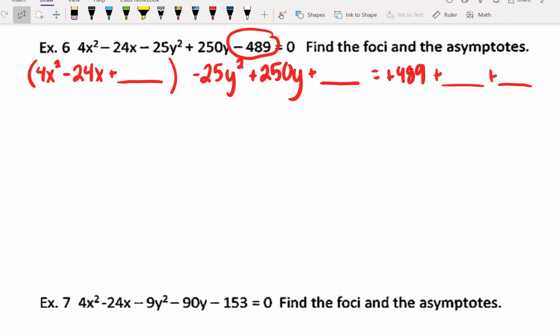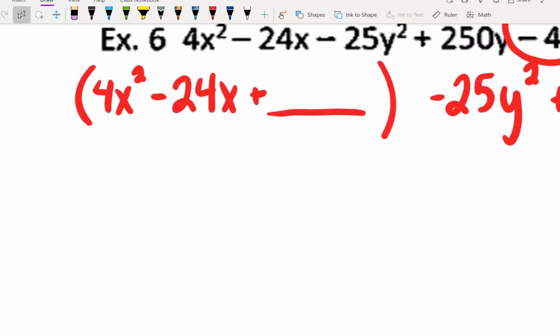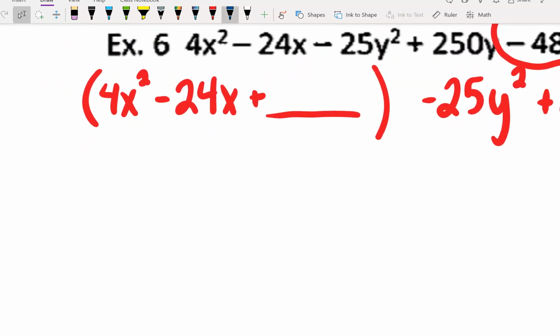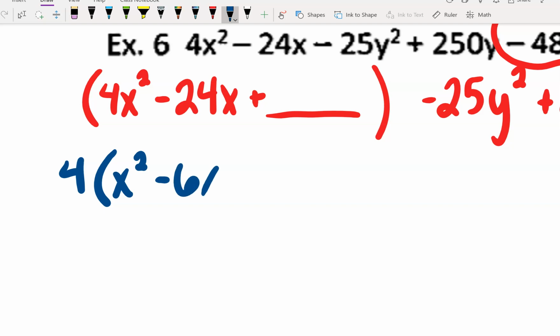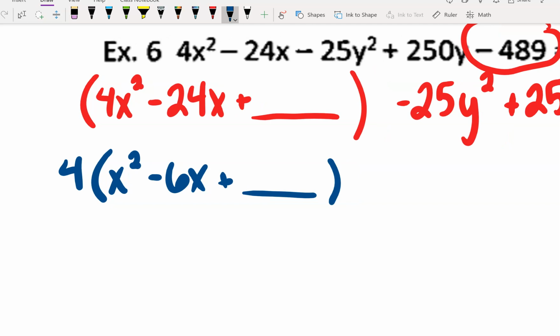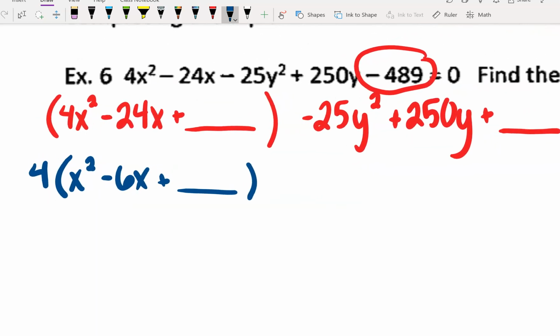Mr. Leisman talked about this with you, that you need to factor out the GCF, or factor out any leading coefficient first before you can complete the square. So that's what we're going to do with this part. The leading coefficient is 4, so we're going to factor that out. We'll be left with x squared minus 6x plus blank. We'll do the same thing here. We're going to factor out the negative 25.